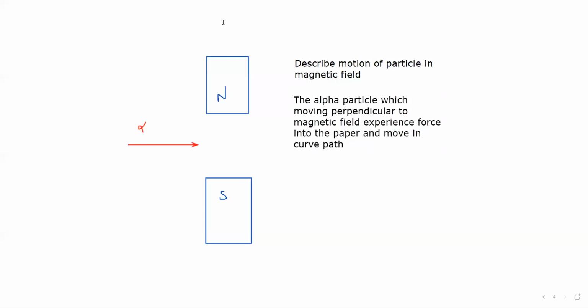Same way, if you are having a beta particle, magnetic field poles are there, north and south, and the beta particle is moving towards the right. Apply the right hand rule and find which direction the beta particle will experience the force. First, your first finger, index finger, should point towards south. Your second finger should point towards the right hand side, and your thumb will point the direction.